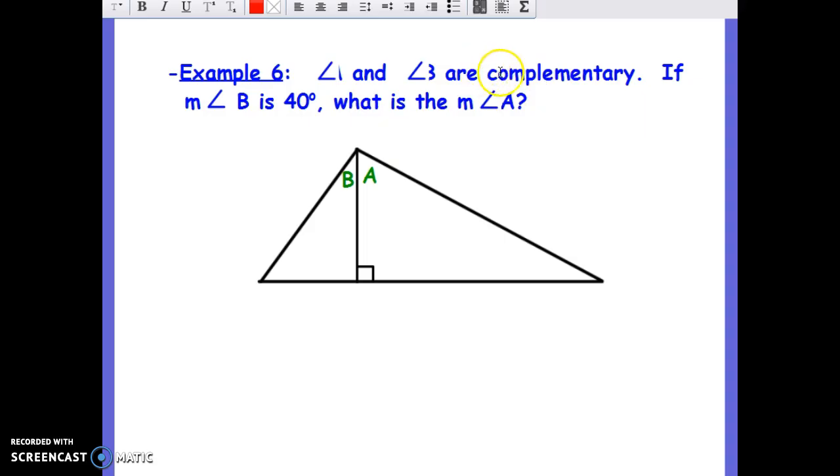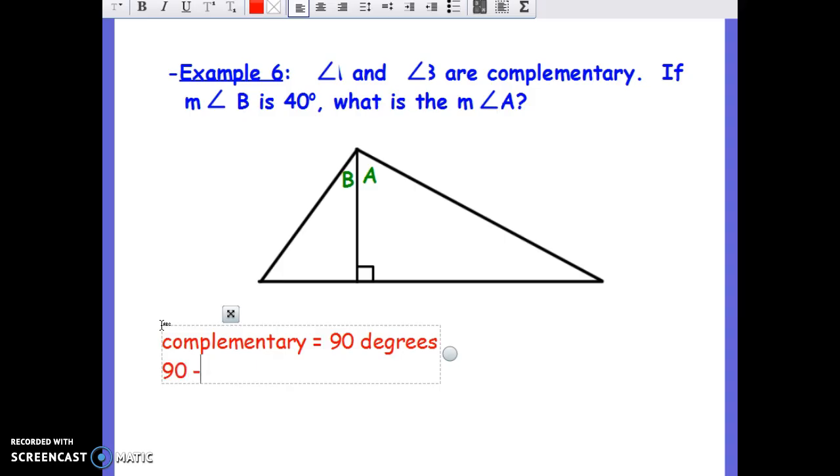So now we're going back to our angle relationships. If angle A and B are complementary, and we know that B is 40 degrees, then what is angle A? Well, we know that our complementary angles equal 90 degrees. So all we have to do to figure out angle A here is subtract 40 from 90. So 90 minus angle B's 40 degrees equals 50 degrees. So angle A is 50 degrees.